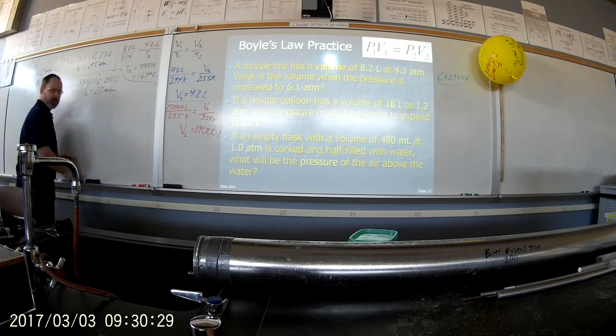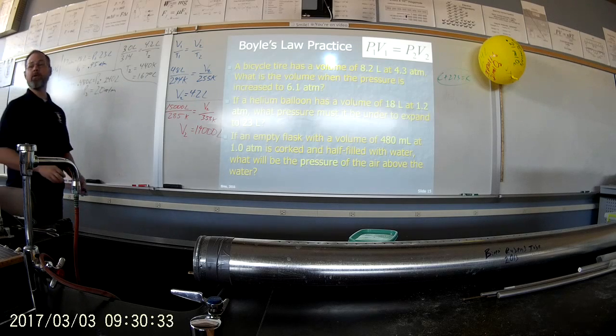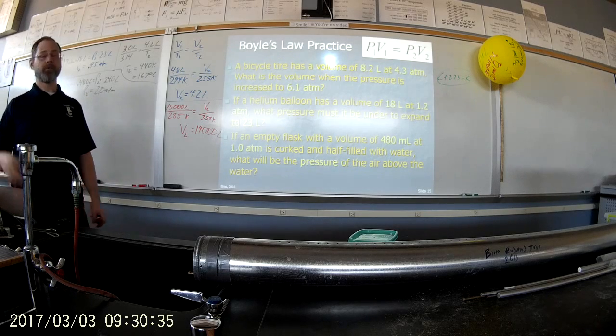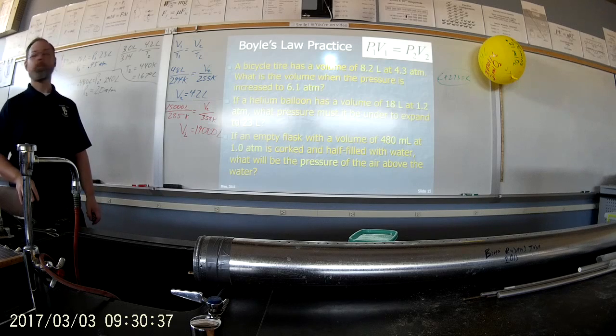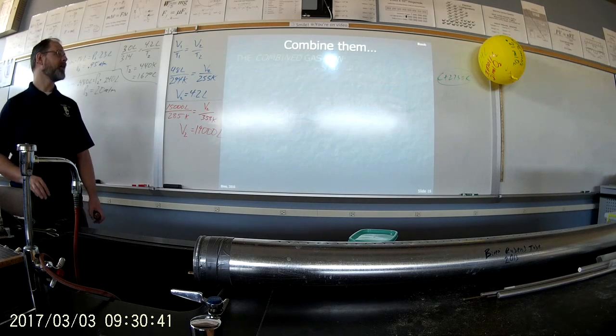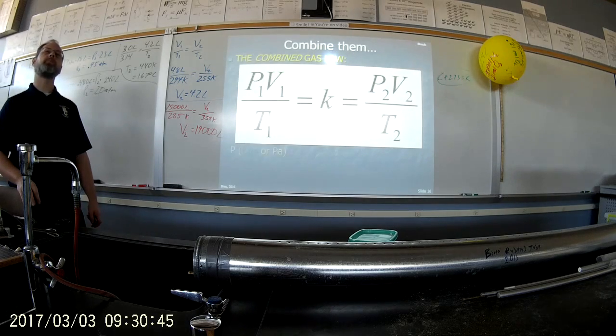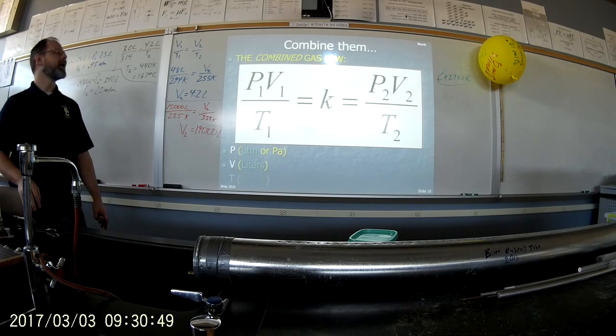All right, cool. So now we've got Charles' Law and Boyle's Law. There's another one we're ignoring called Gay-Lussac's Law. We're just going to skip it for now. But when you put Boyle's Law and Charles' Law together, you get the combined gas law. When you put P times V equals P times V, and V over T equals V over T, you get the combined law.